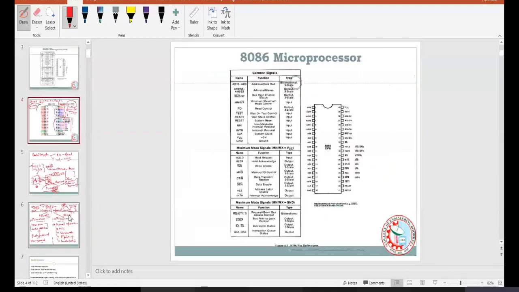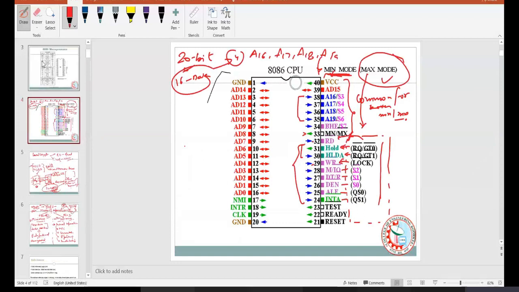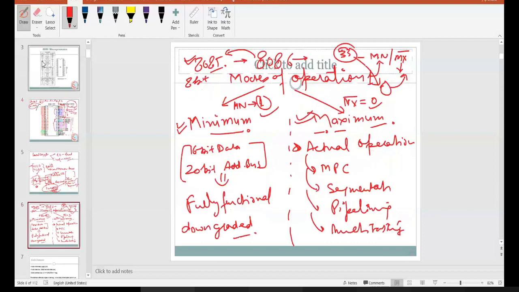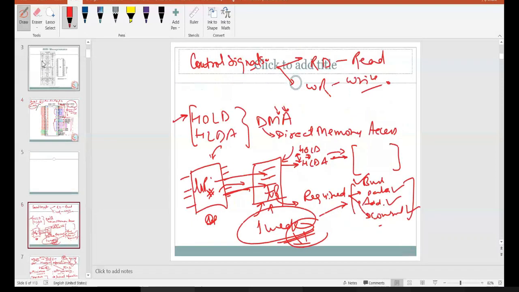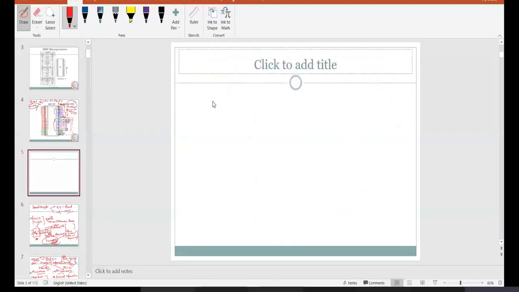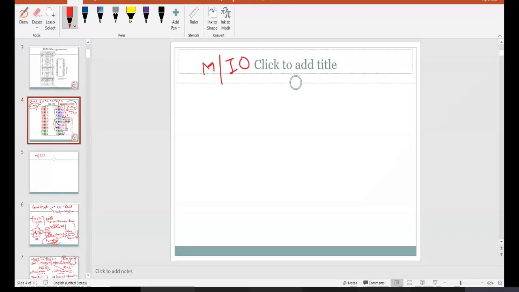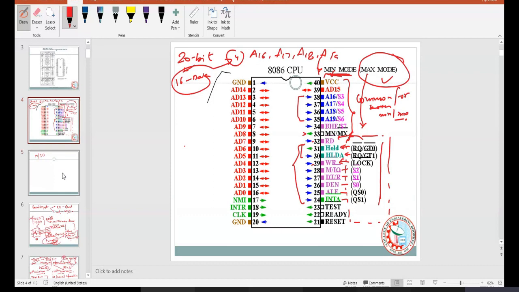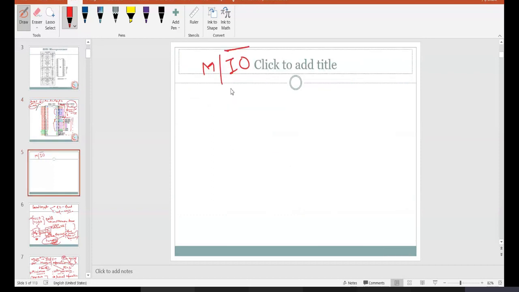It's not in this slide of mine, although I'll tell you. So M oblique IO bar, and someone must be having a bar on top. Which one is having IO bar? So this is for the selection of memory or input output.